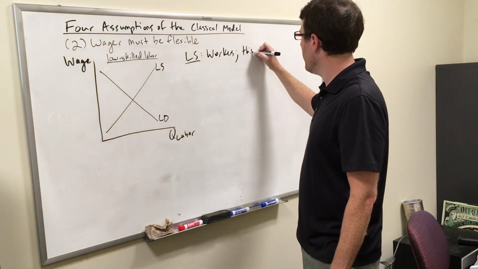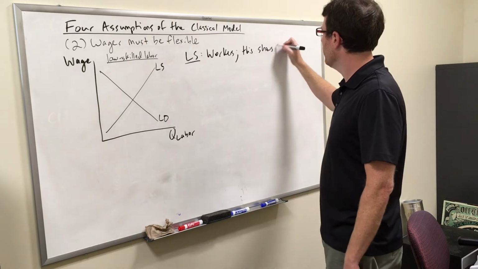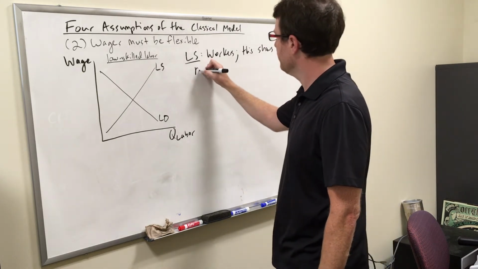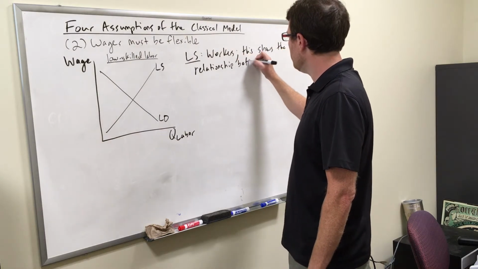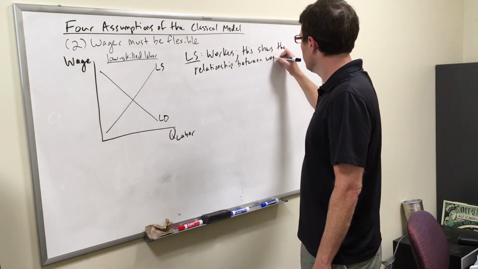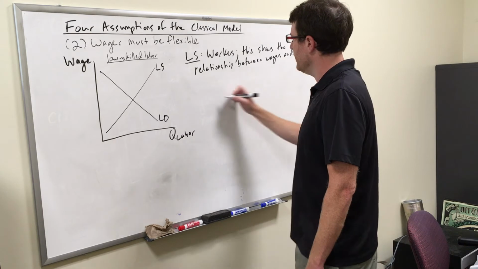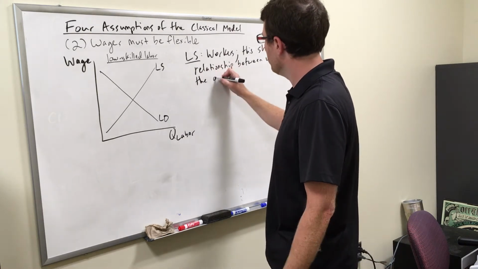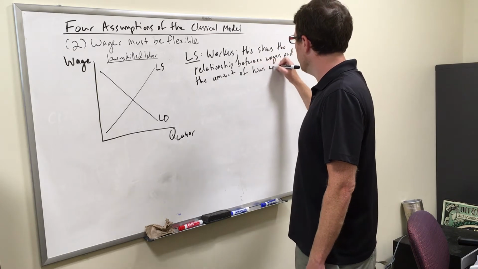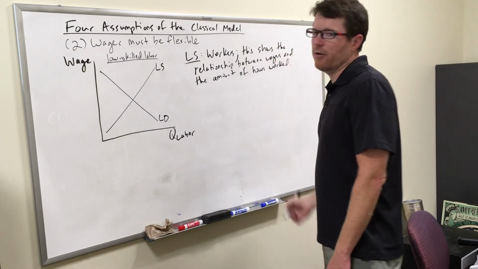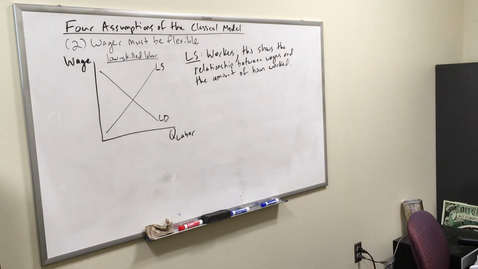And this shows the graph. This graph shows the relationship between wages and the amount of time worked, which probably would be best to think about in terms of hours. So that's this labor supply side.